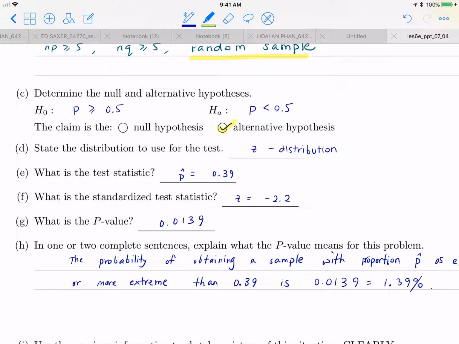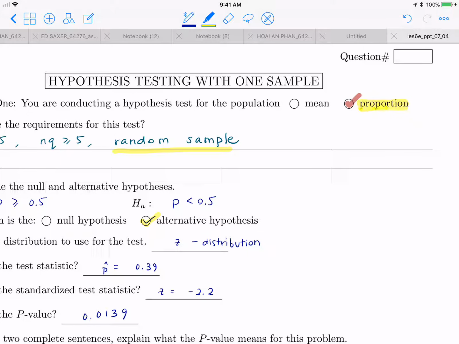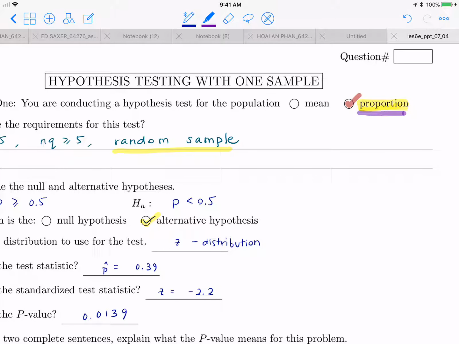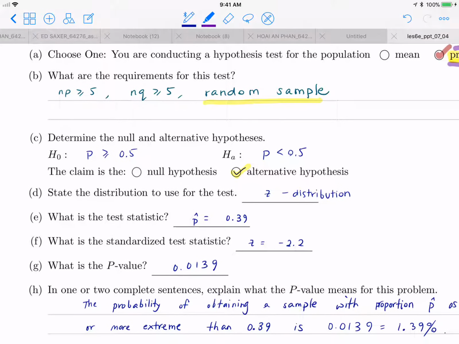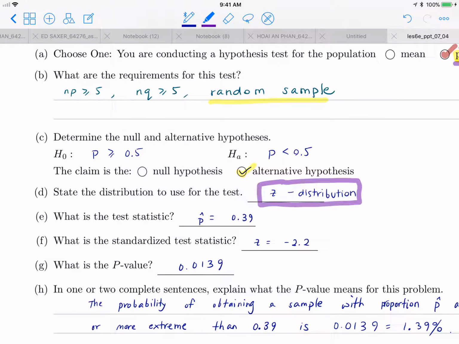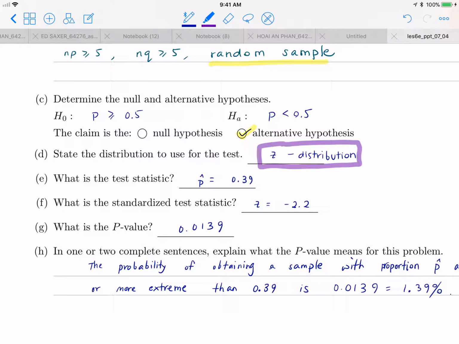Whenever we're doing a hypothesis test for the proportion in this class, we'll use the Z distribution, okay? Because we have NP and NQ greater than or equal to 5, we're approximating the binomial distribution by a normal distribution. So the test statistic is going to be p hat, and we were told that p hat is equal to 0.39 or 39%. Okay, and the standardized test statistic.